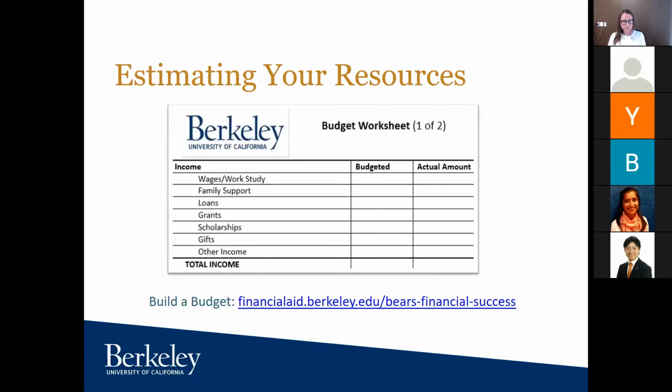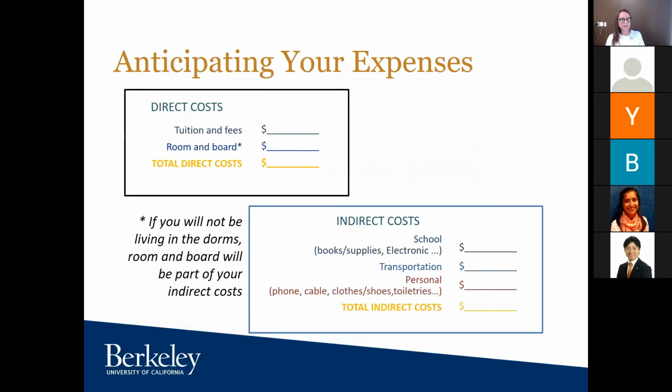So the first step to budgeting is knowing what your resources or your income are. So what is the money that you have coming in to you? You have maybe money from family support, loans, scholarships, maybe you have an on-campus job, so you would get some wages from your on-campus job. If you go to the Bears for Financial Success website, which we have a link for in this slide, they have some great resources and templates for creating your budget. So the first thing you'll want to do is list out all of your income and your resources. And then next you have to try to anticipate your expenses.